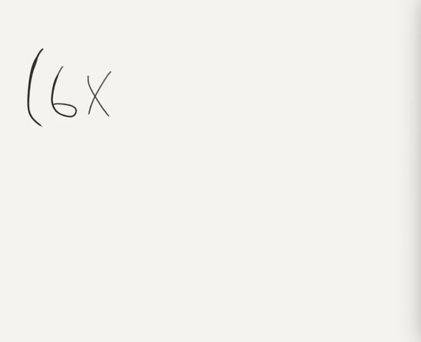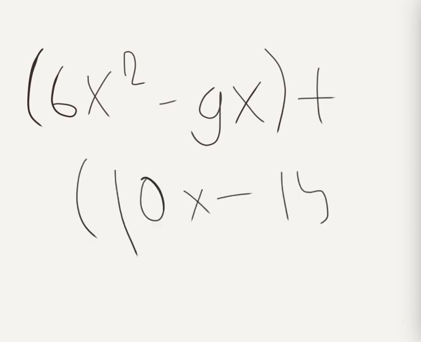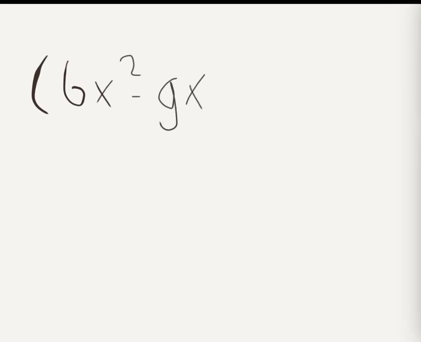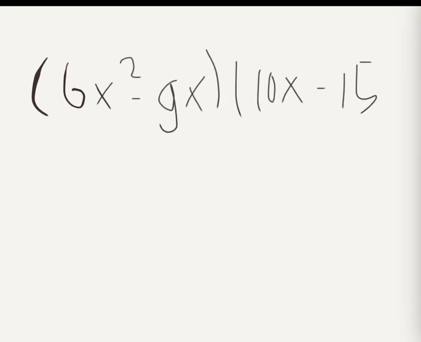So the next thing you should do is to plug in negative 9 and positive 10 to x and put it into two different equations, which is 6x squared minus 9x plus 10x minus 15. So after making two equations out of negative 9 and positive 10, you should minimize those two equations by dividing. So we have 6x squared minus 9x and 10x minus 15.